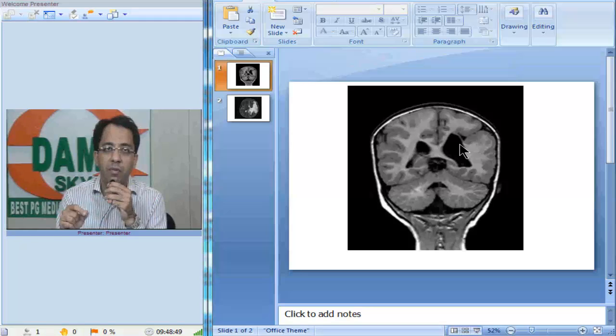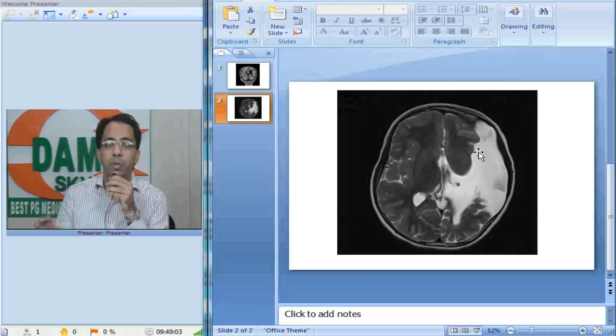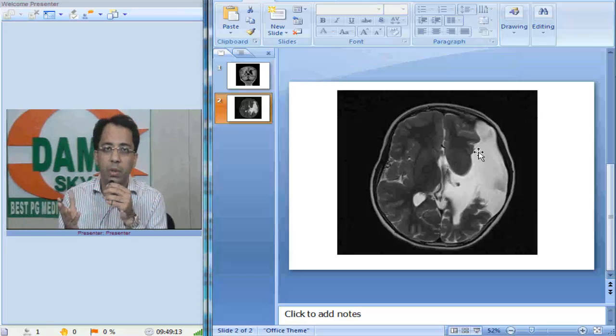This schizencephaly can be closed lip, like we see in the image above, or it can be open lip, in which you will see a CSF filled cavity which is lined by gray matter on both sides. So you will see a gray matter lined cleft, which is filled up with CSF. This is open lip schizencephaly, which you may see bilateral as well, on both sides.